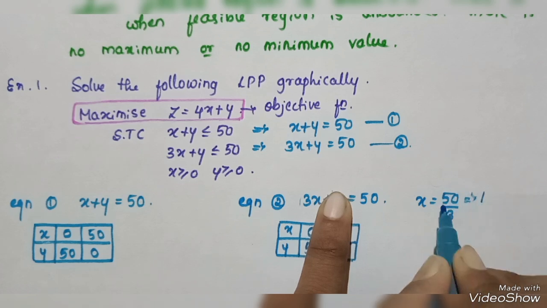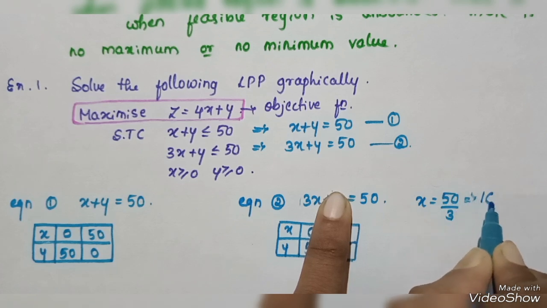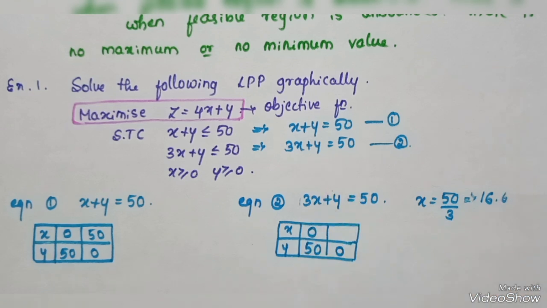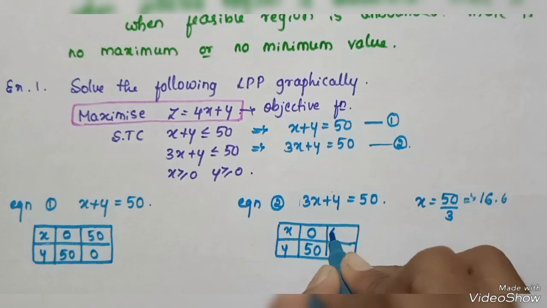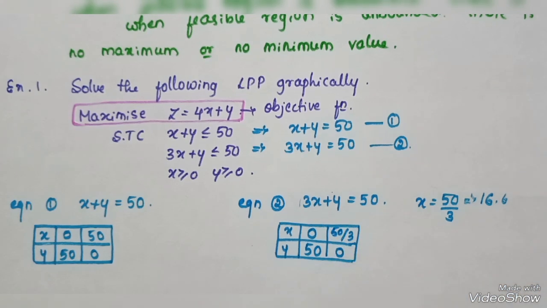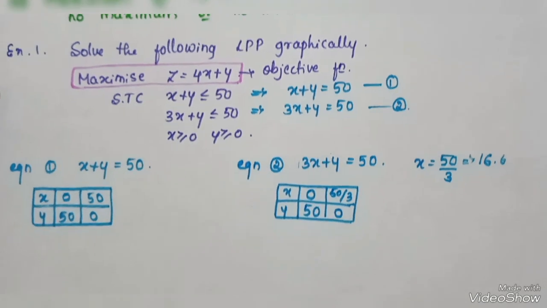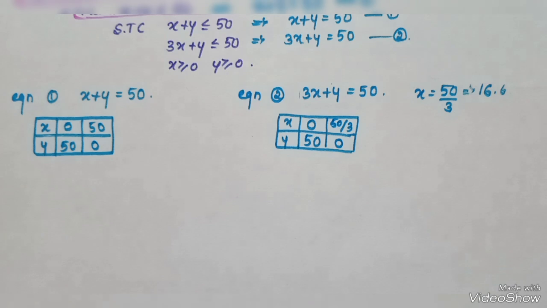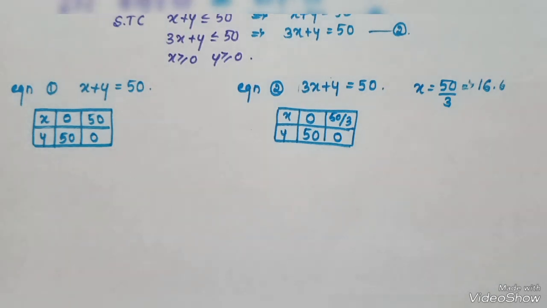50 divided by 3 is nearly 16.6 something. I am taking 50 divided by 3. I consider these two values. Now I have taken the graph. I have to draw a graph here. Simply I am taking a rough diagram here, and after that I will place it in an actual graph.